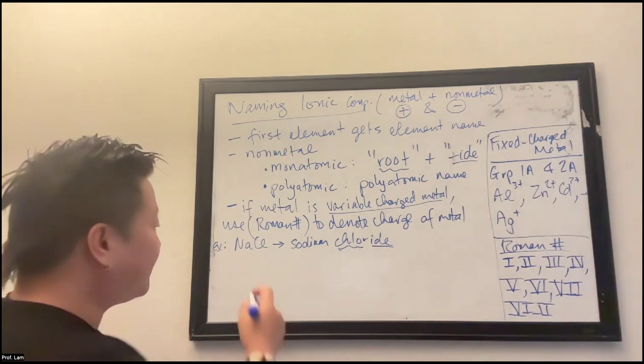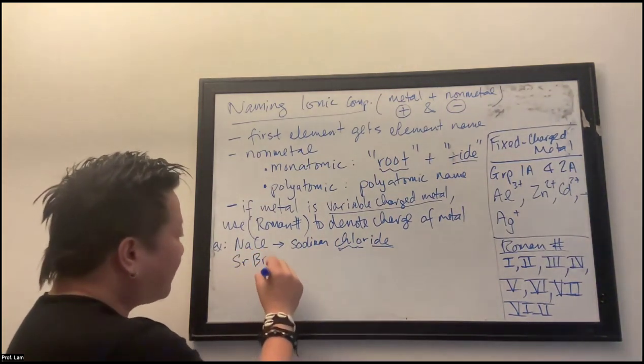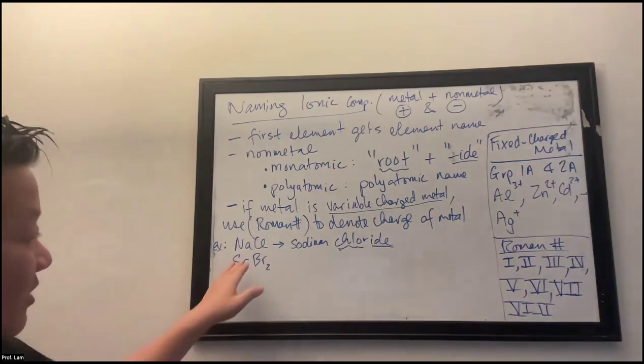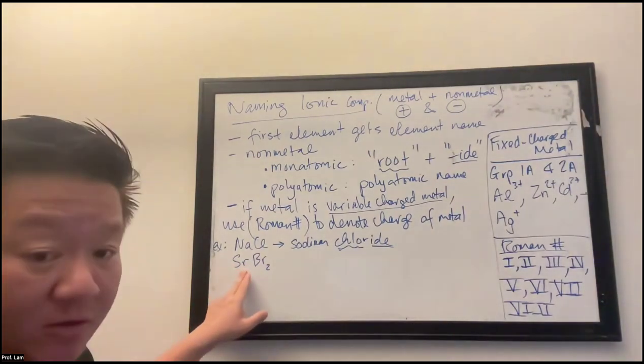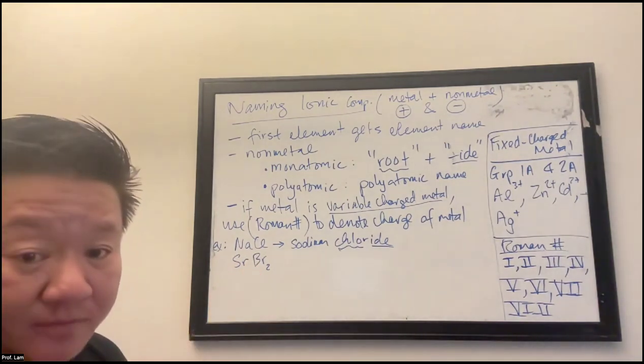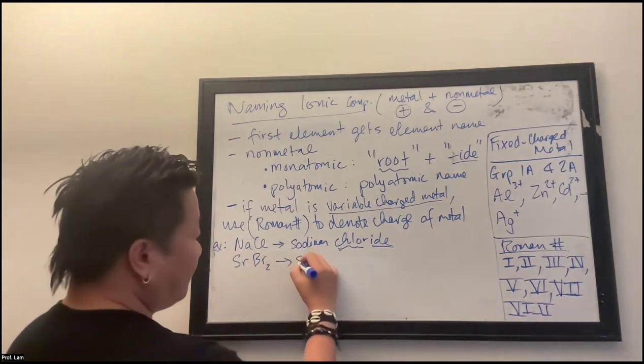Let's try another one. Let's do SrBr2. Okay. Now, when you first look at that, you've got to say, oh, okay, I know it's an ionic compound. Why? Because I have a metal, and Br is the non-metal. So the first element gets the element name. That's strontium.